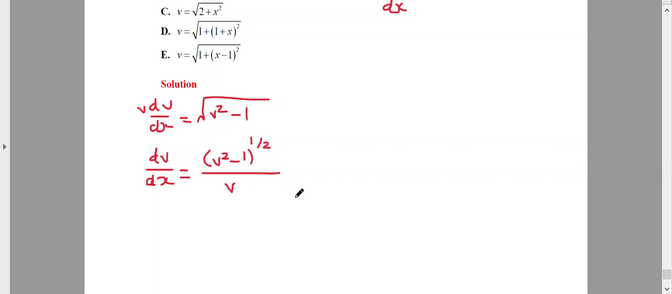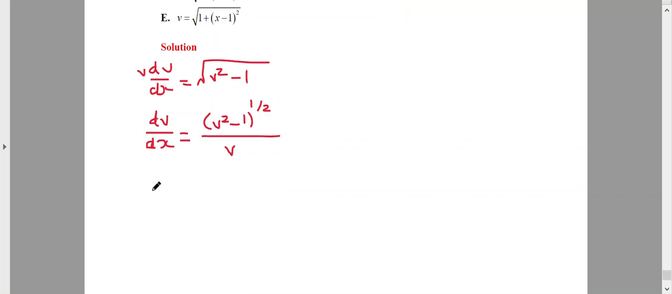Okay, and then from here what we would normally do is do some integration. Okay, so we integrate here with respect to x, but there's no x's on this side, so that means we would need to flip this dE. Okay, so we'd need to do dx over dv equals v over square root of v squared minus 1.